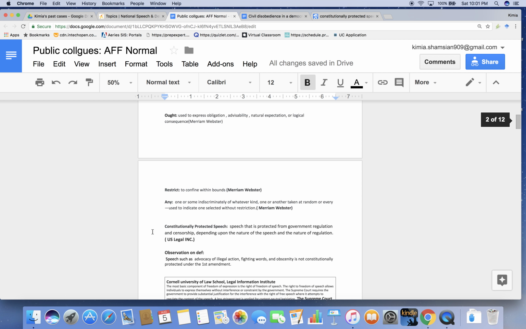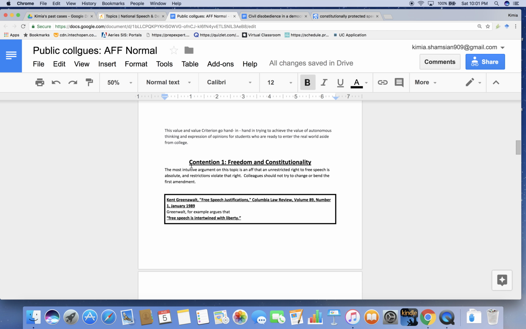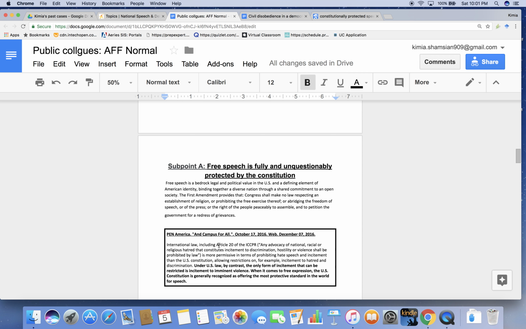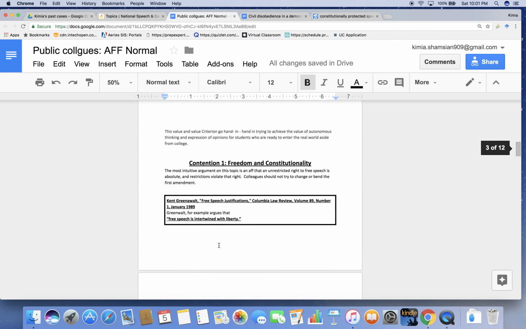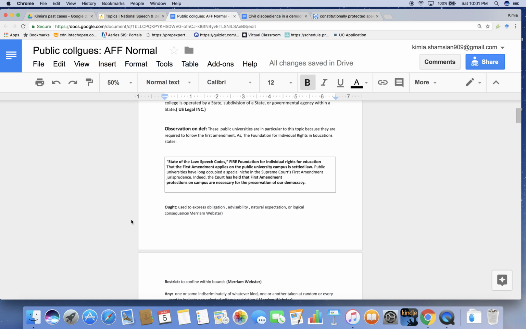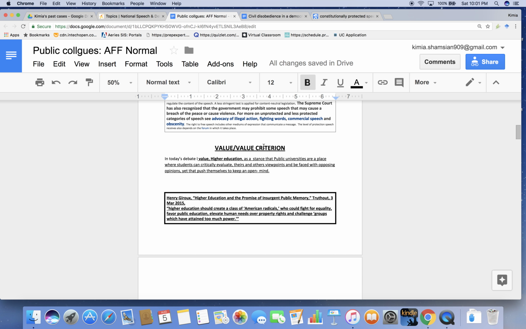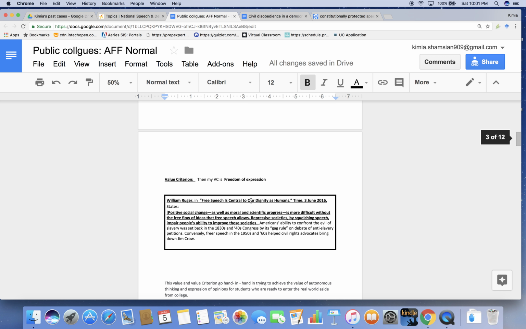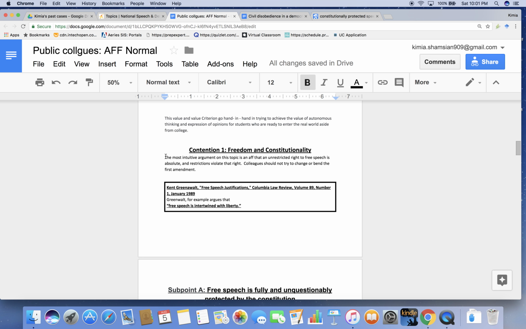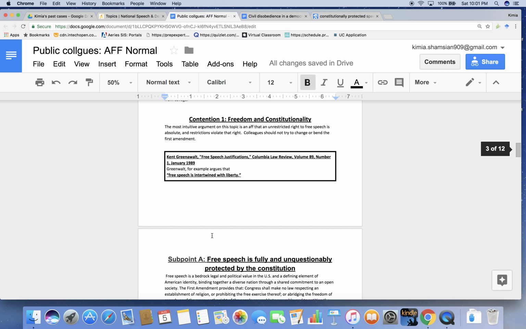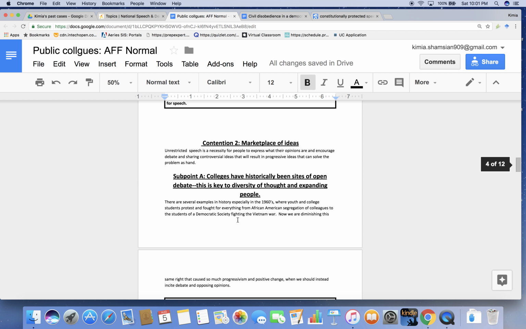So we bold and underline, as I already went over, for headings and for important stuff that we need to read. So usually we bold and underline, as I'll state again, titles and warrants. As you might see, the introduction to contention 1, freedom and constitutionality, is in normal format. So we would just read that out, and it's not underlined or bolded because it's not part of any warrant.